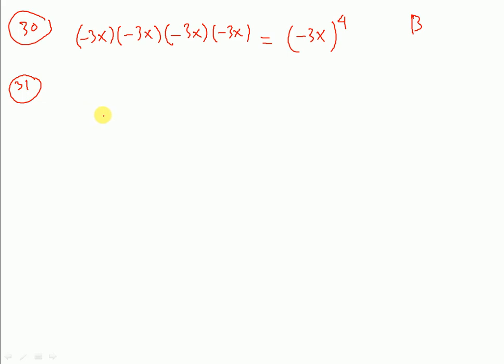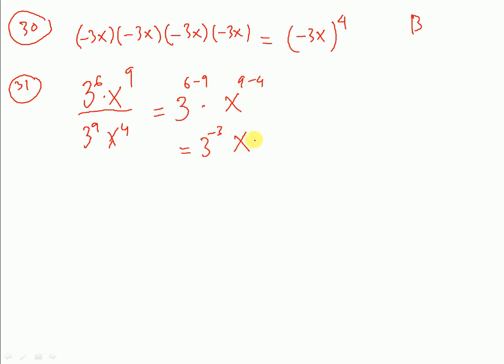31. They want us to simplify by writing the expression with a positive exponent. So I have 3 to the 6 multiplied by x to the 9 over 3 to the 9 x to the 4. Now we have the same base 3, so I write that down. I subtract the exponent, 6 minus 9, and the same base x, 9 minus 4. I have 6 minus 9 gives me minus 3. 9 minus 4 gives me 5.